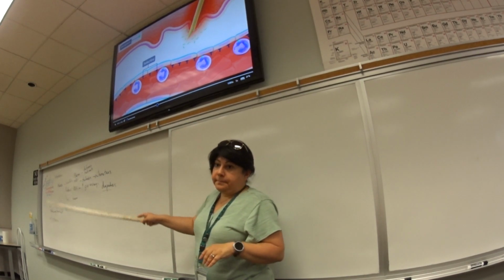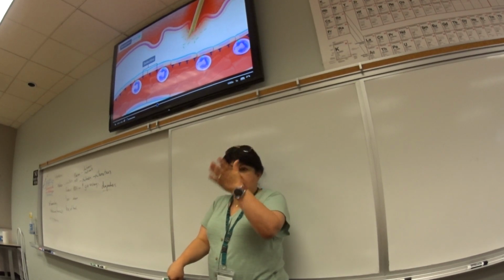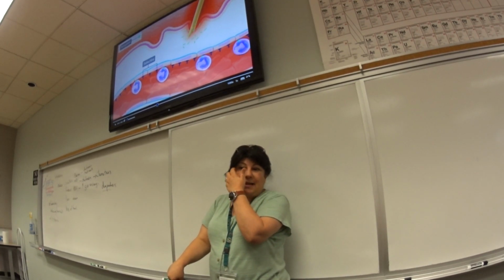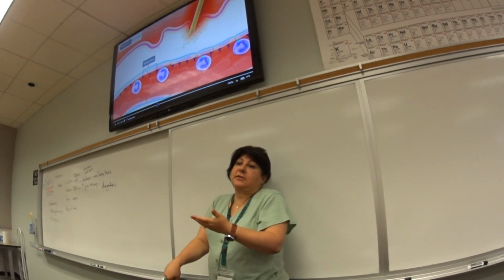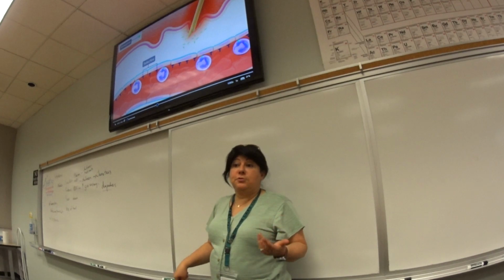Now those are white blood cells? Those are white blood cells. Red blood cells will not go out unless there's a major cut, but red blood cells tend to stay. They don't have a job inside in the tissue. White blood cells do. So for example, what they have here is neutrophil.